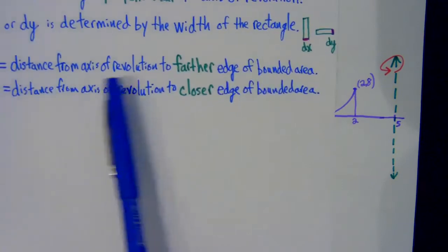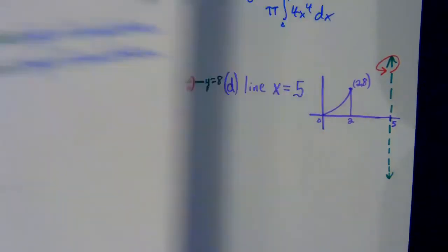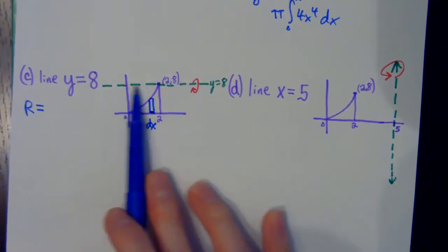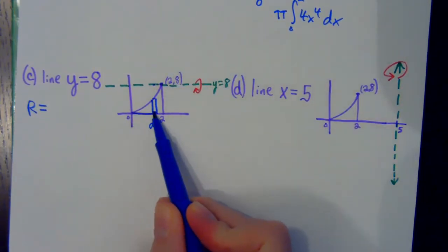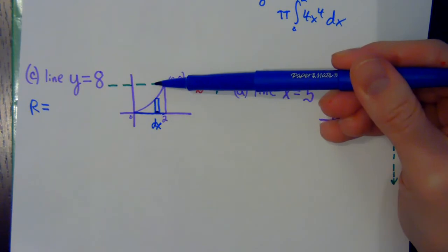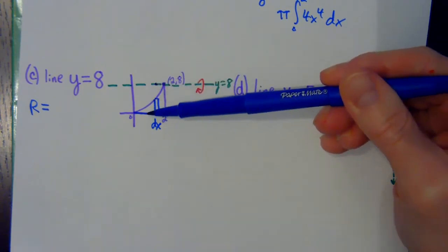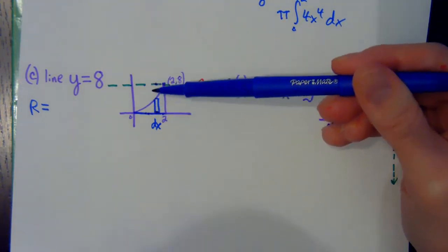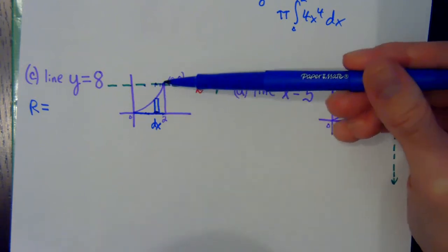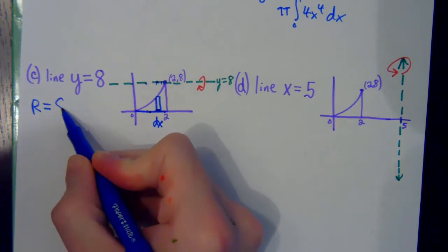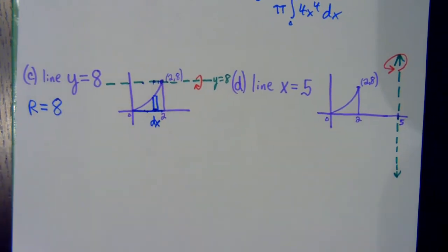It's the distance from your axis of revolution to the farther edge of your bounded area. So you're standing right there on your axis of revolution. Your farther edge of your bounded area is the x-axis. You're measuring from this y equals 8 line to that farther edge, the x-axis. And notice that you're going from straight edge to straight edge. That's the same number of units every single time. That's 8 units every single time. And so I get to use a number for that because that's not changing.